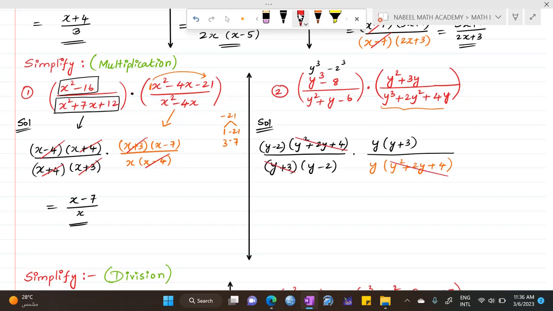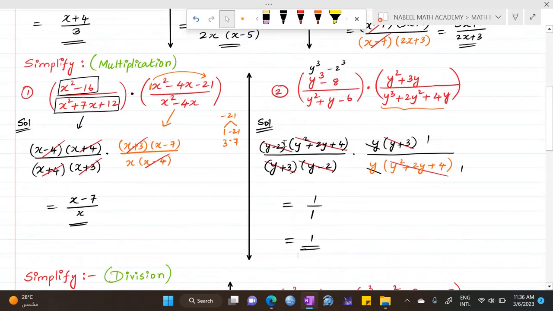Now y plus 3 is cancelled, y minus 2 cancels, and y is also cancelled. There is only one term remaining, which is 1 over 1. So in the numerator 1, denominator 1. So the answer will be 1. So this is equal to 1. All the terms get cancelled.